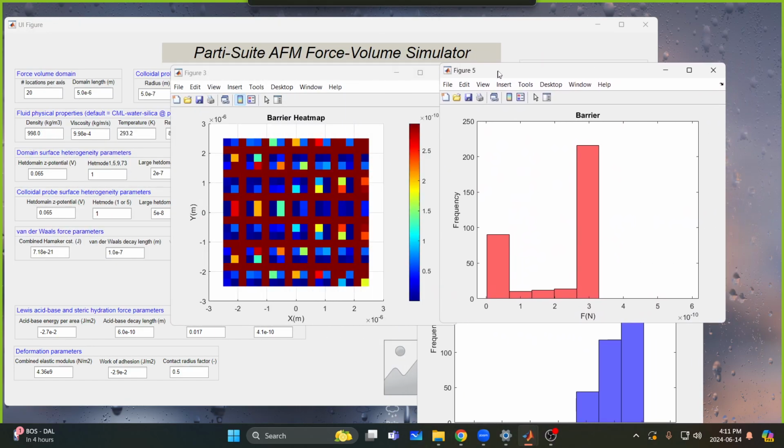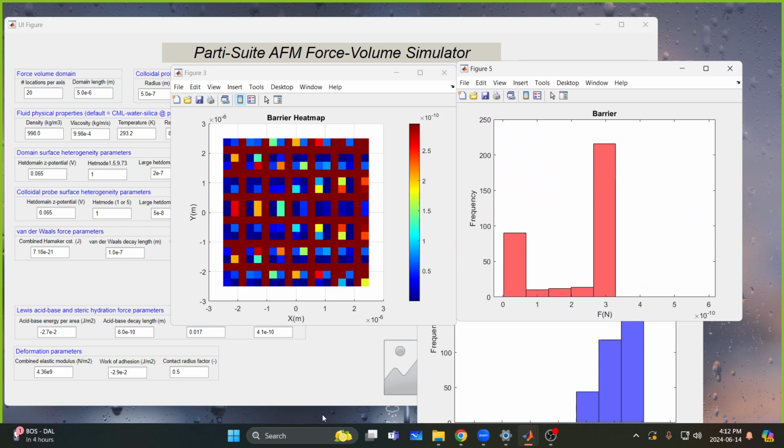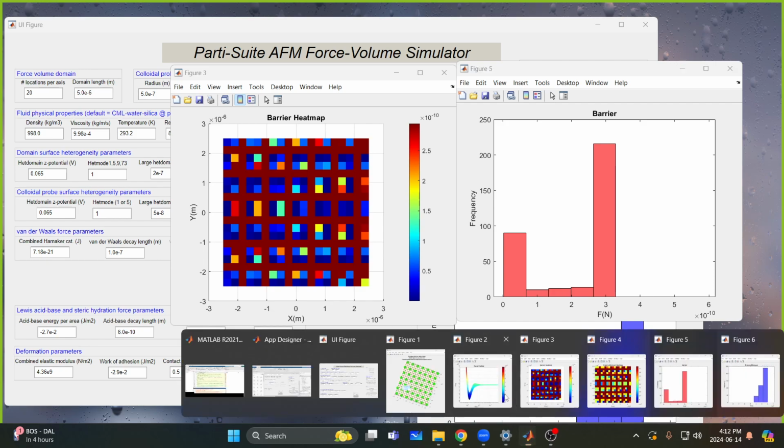And then if you go to the barrier distribution, this one right here, you can see it's bimodal. So you have the repulsive interactions, but they cluster between 0 and, I'm going to say, 0.75 times 10 to the minus 10th. So much weaker than what we just talked about. Right? These are thousandths of a nanonewton. So less than a thousandth of a nanonewton there. And then this other cluster is more like 3,000ths of a nanonewton. So weak barriers, and that's consistent with the modulation of the barriers that we saw when we had heterogeneity on both the colloid and here.